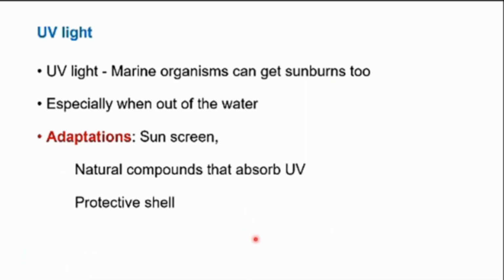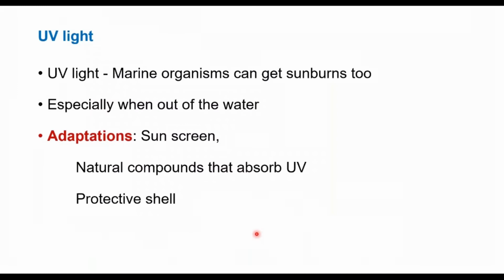When we are exposed to sunlight, we get sunburns, right, or tanning of skin. Similarly, marine organisms can also get sunburns, especially when they are out of the water. So what we do is use sunscreen, right? And similar to that, there are natural compounds inside these intertidal organisms that absorb the UV. And another part is the protective shell. As I said, it can simply close the shell, stay inside and wait for the next tide.